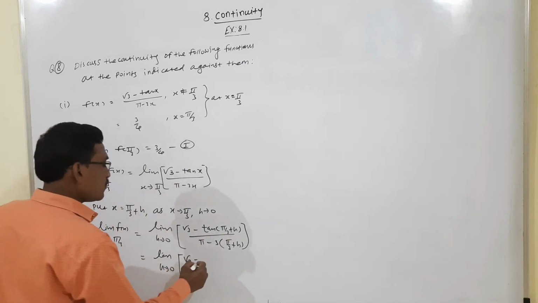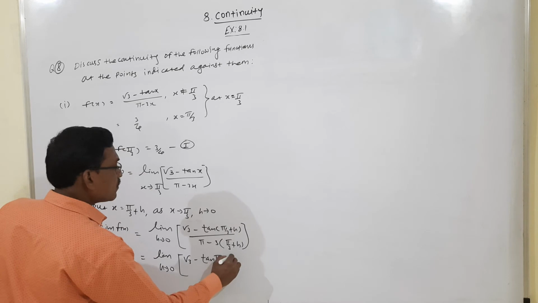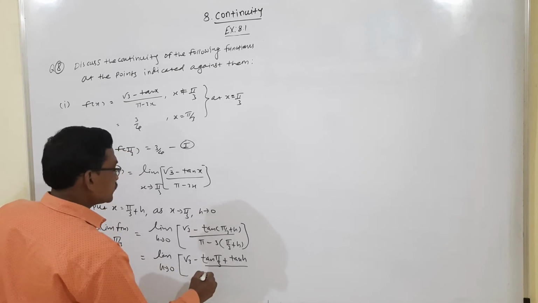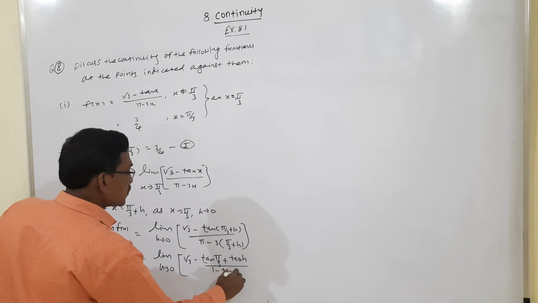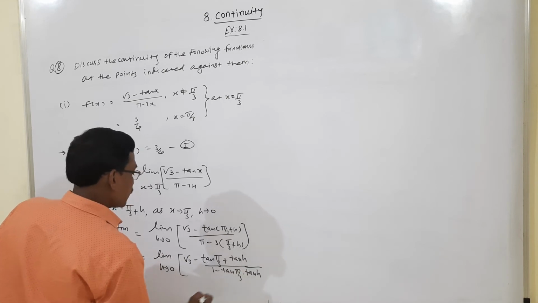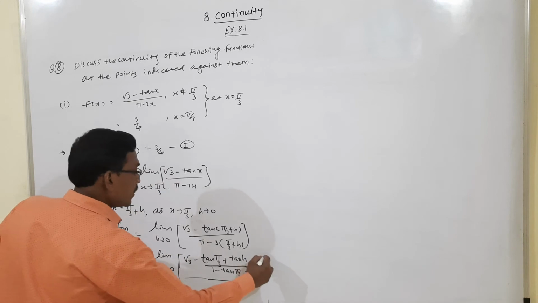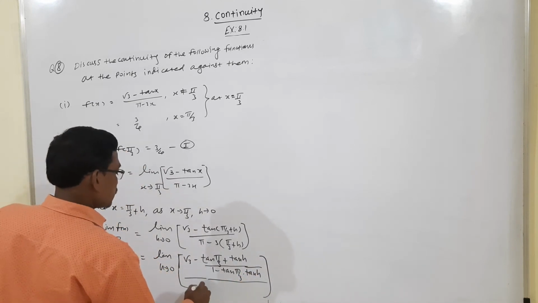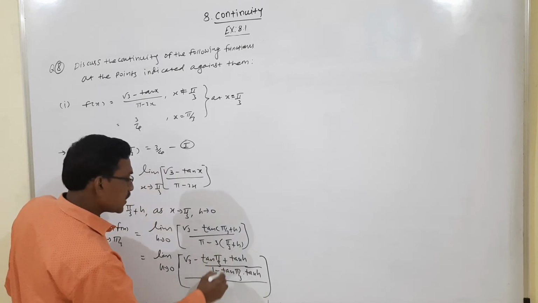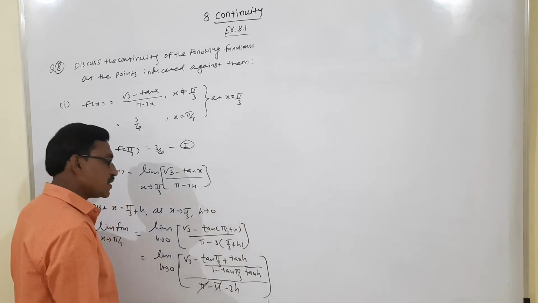tan of a plus b. Tan of a plus b is tan a plus tan b, divided by 1 minus tan a into tan b, whole divided by pi minus, when we multiply this 3 to these two terms, 3 into pi by 3, the 3 gets cancelled, it is minus pi, and minus into plus is minus 3h, plus pi minus pi will get cancelled here.